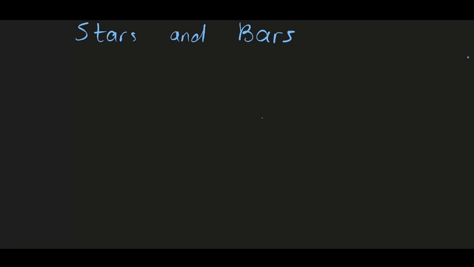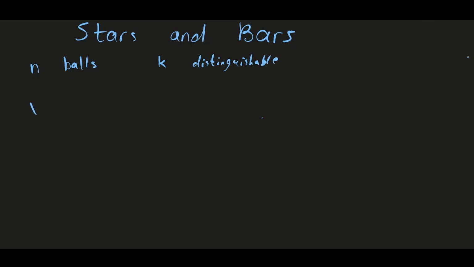Hello guys, today we will discuss the stars and bars technique, sometimes known as dots and dividers. In this problem, we are given n indistinguishable balls and k distinguishable bins, and we want to distribute these n balls into these k bins.